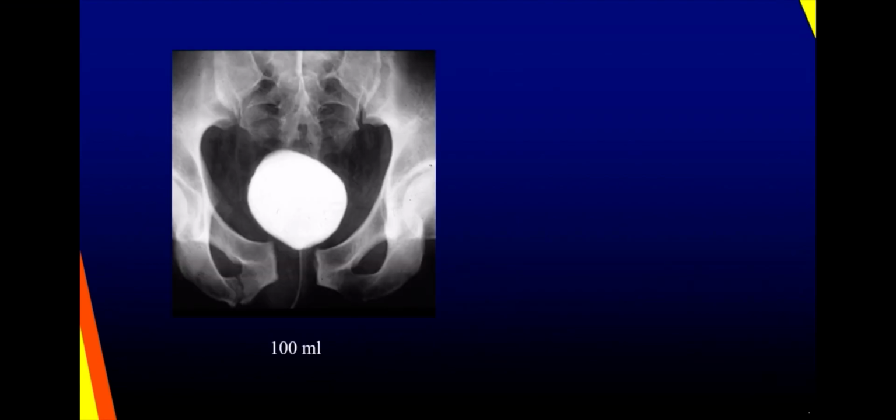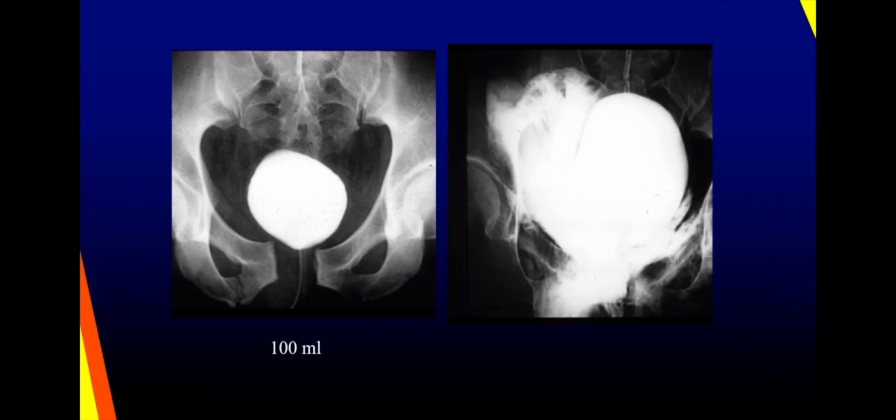Here's an example of why it's important. With 100 cc's of contrast in the bladder, it looks just fine. But when more was instilled, a large extraperitoneal bladder rupture is clearly identified.